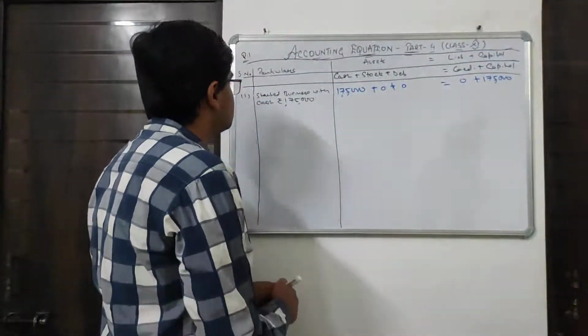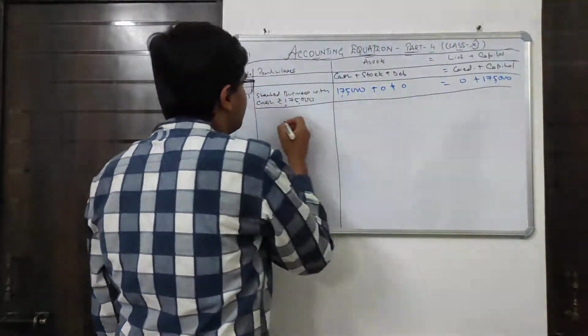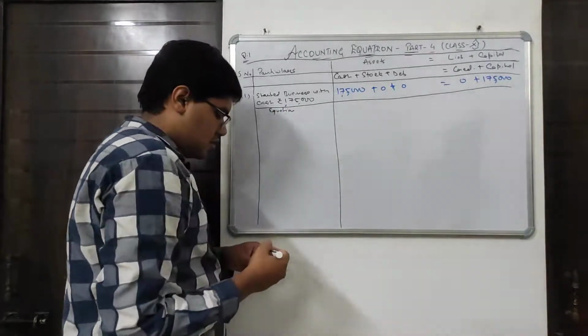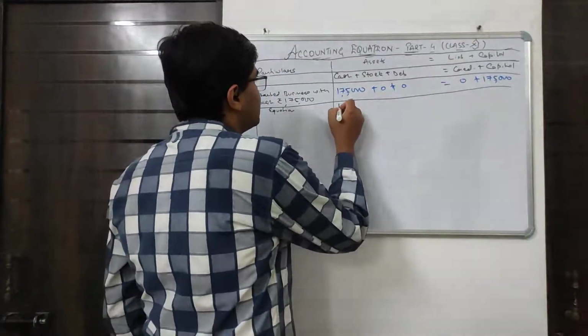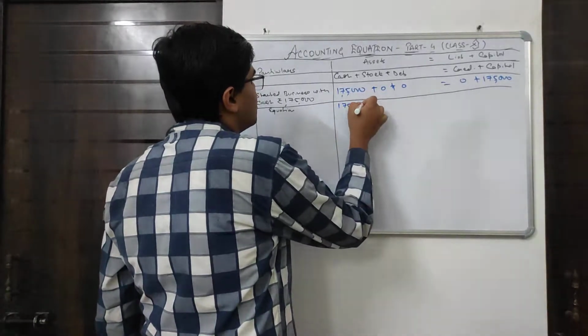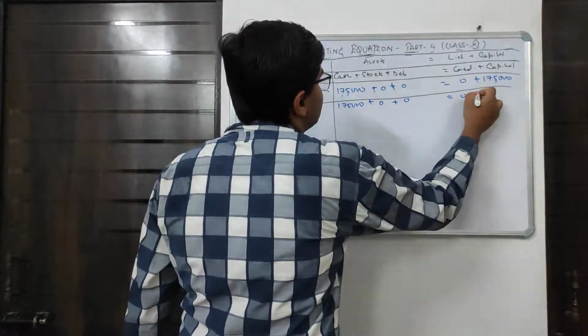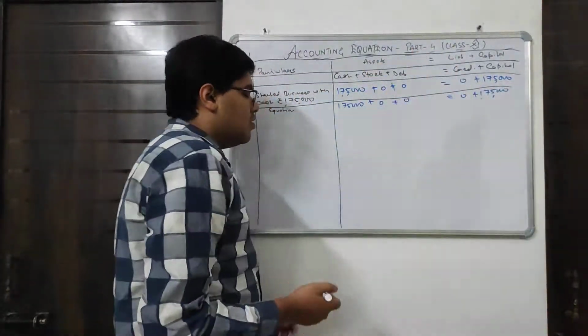Now moving on to our next transaction, but before that we have to frame an equation here to make it balanced. As you can see, the cash is 1,75,000, stock 0, debtor 0, creditor 0, and capital 1,75,000.